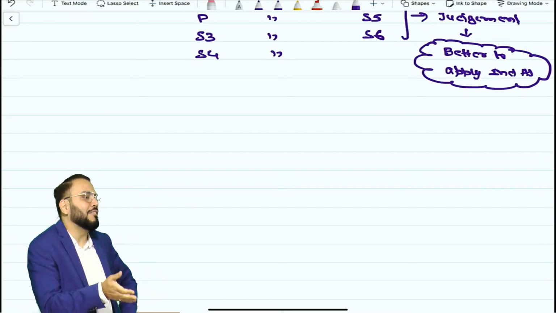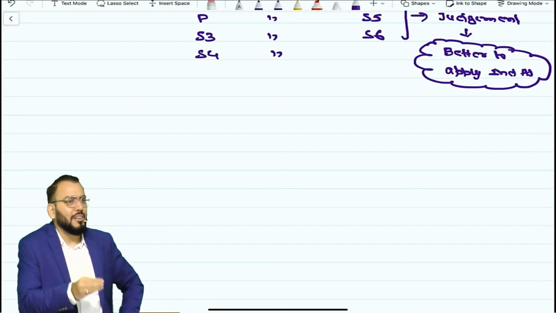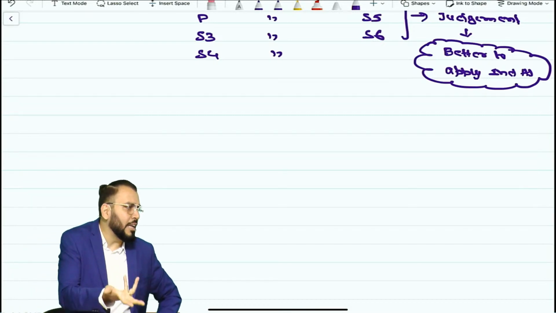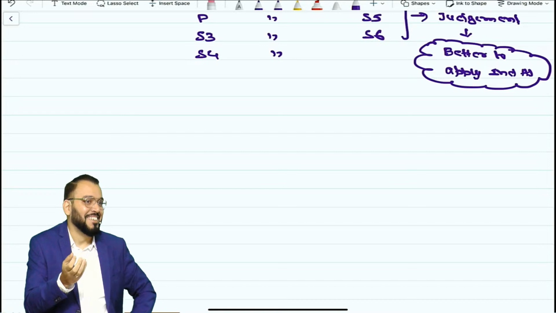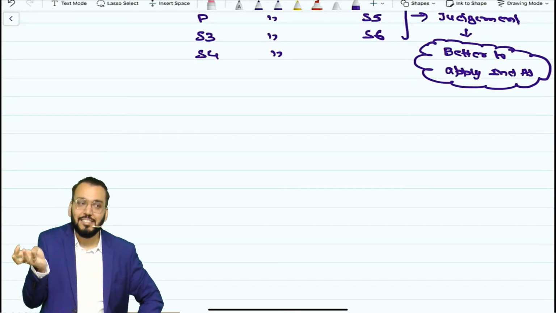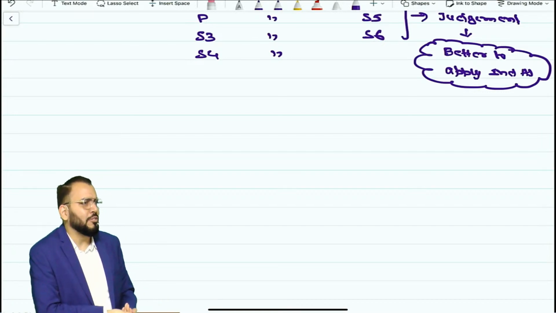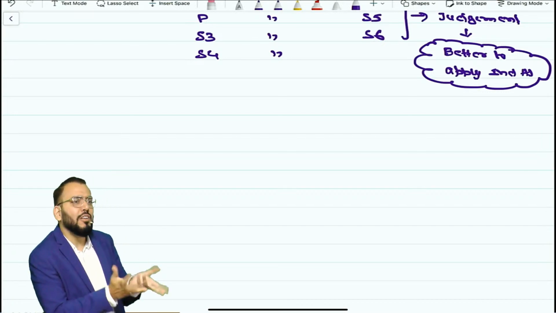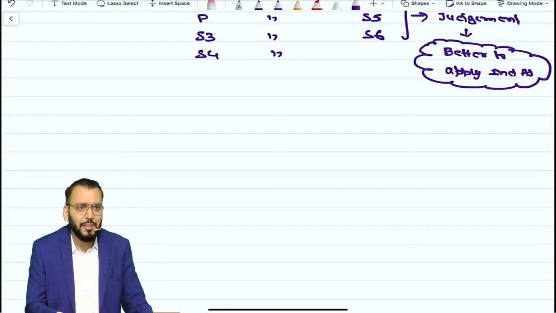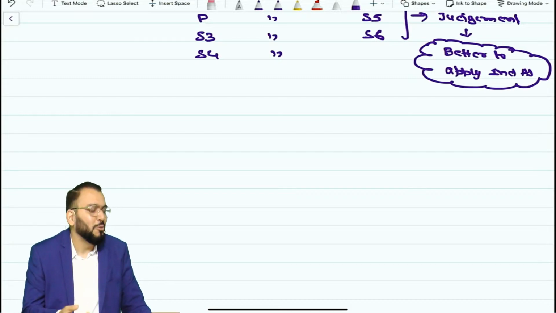India's AS 37 is nothing but AS 29. It is 95% the same. AS 29: provision, contingent liabilities and contingent assets. That is, provision, contingent liability, contingent asset, and I said there is only a 5% difference.